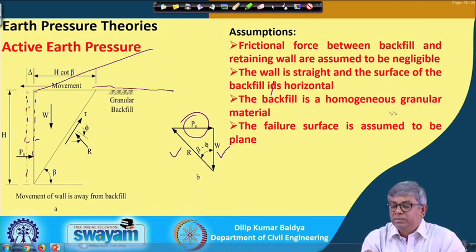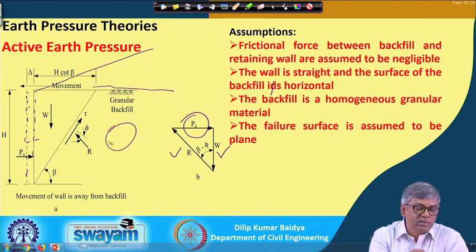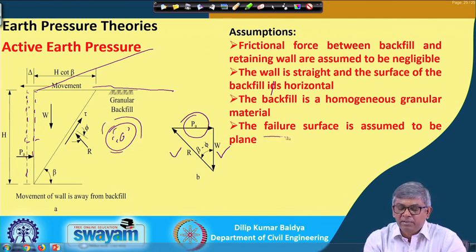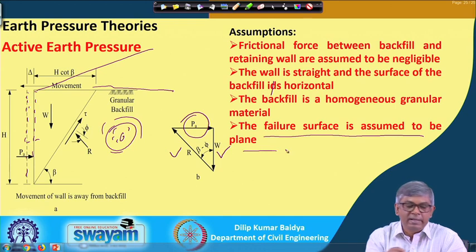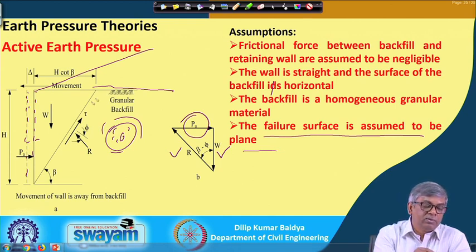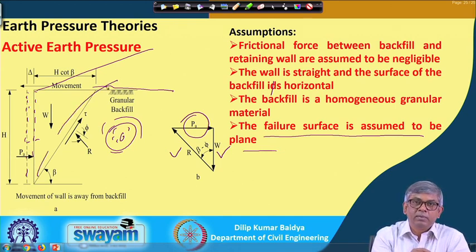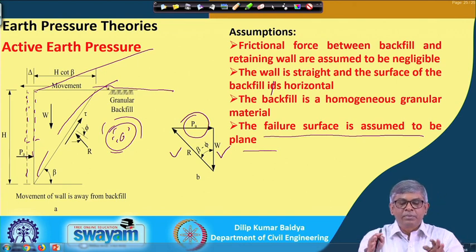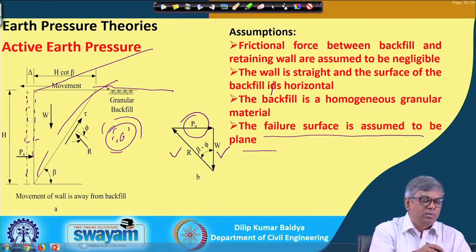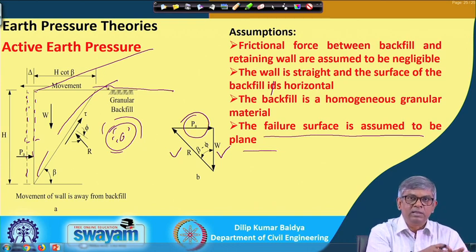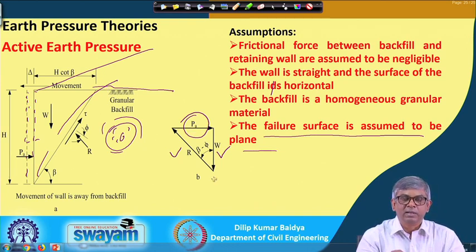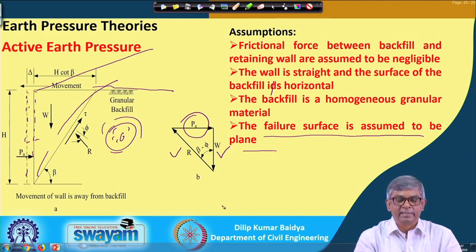The backfill is a homogeneous granular material; this is actually granular material. If it is other material, then this will not happen. The failure surface is assumed to be plane, that means instead of this failure surface it could have been like this also, but it is not. Based on this assumption we could visualize the failure wedge, and corresponding to this failure wedge I can visualize the force polygon like this.